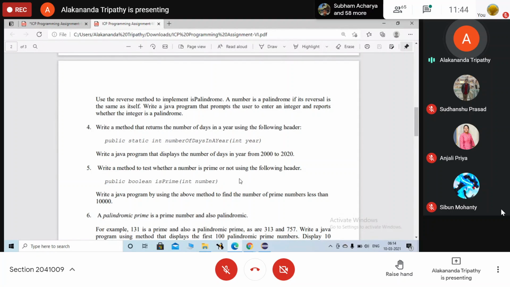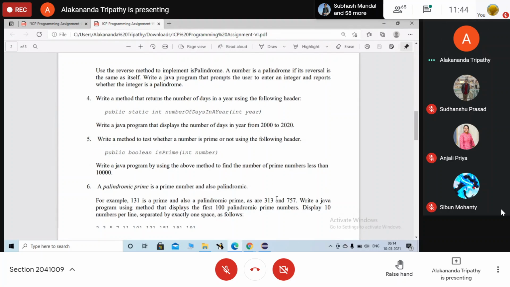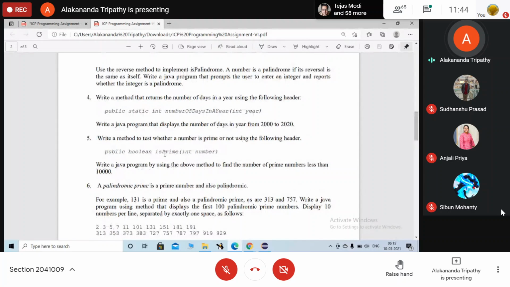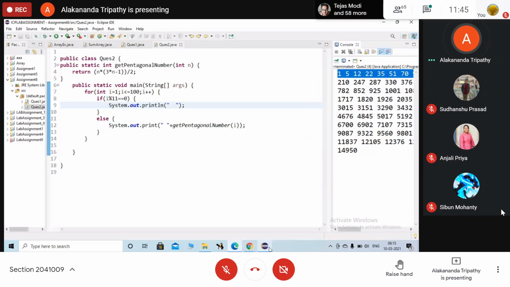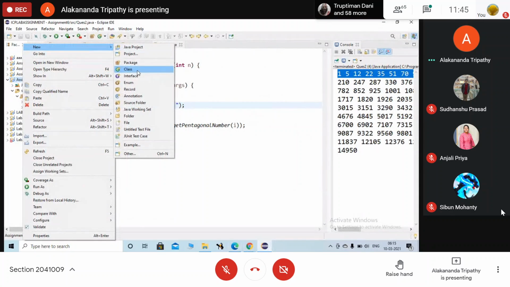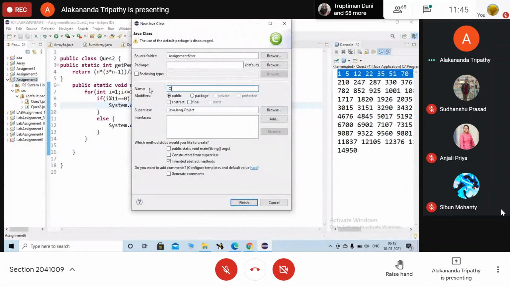Okay, now check for the prime number. I will do this one. You are supposed to do question number 6. बता दूंगी. 5 and 6 just check it. ये palindromic prime है, ये हो जाएगा. 6 and 5 and 7 I will do it. Okay. So question number 5. You need to check whether a number is prime or not. Question 5.